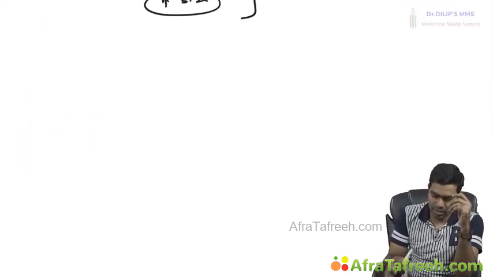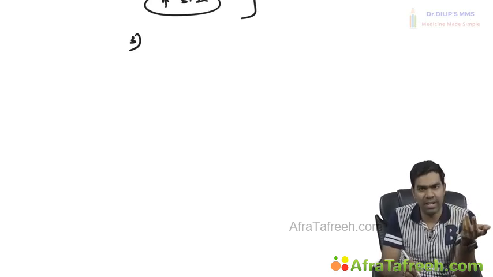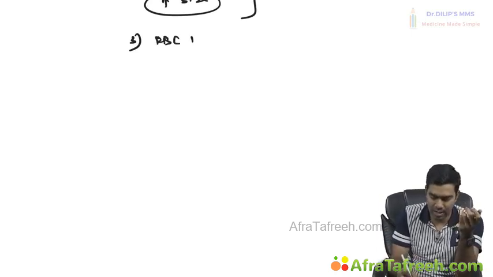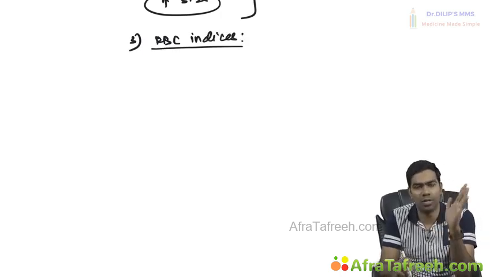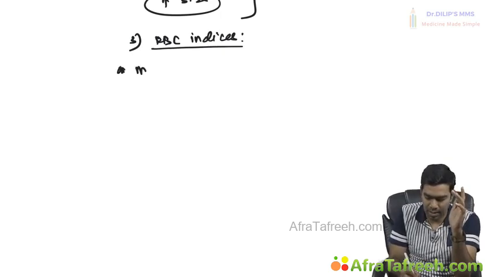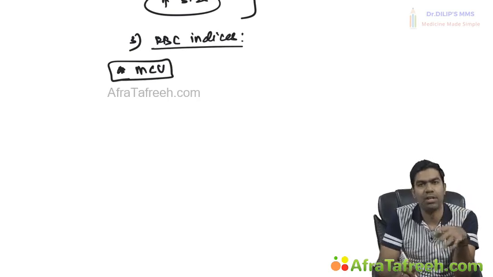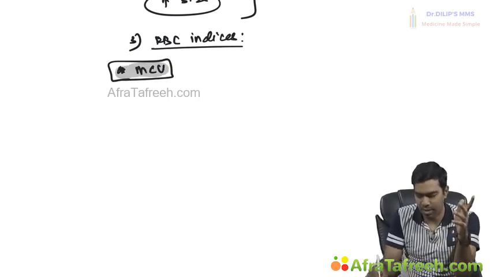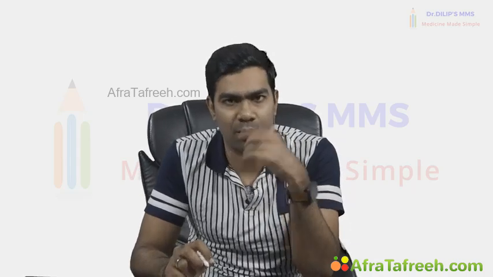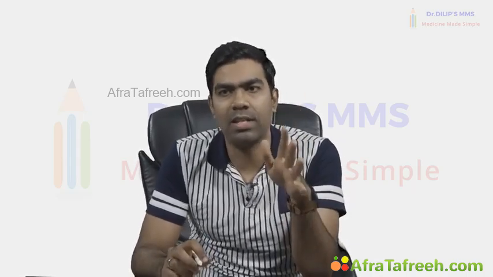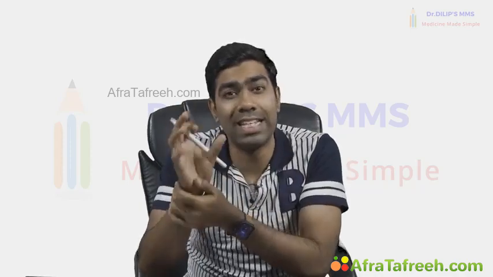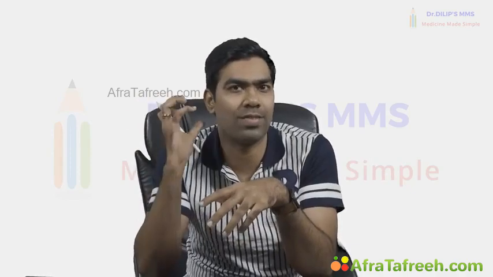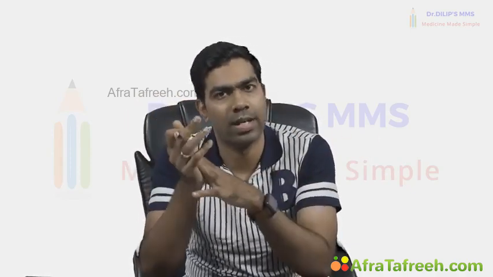The next important thing, but a relatively dry topic, is the RBC indices and the reticulocyte count. The first and most important RBC index is the mean corpuscular volume, called the MCV. What do you mean by the MCV? The MCV is nothing but the average size of a single RBC, which means you take the size of all the RBCs and take an average to find out the average size of a single RBC. That's what we call the MCV.